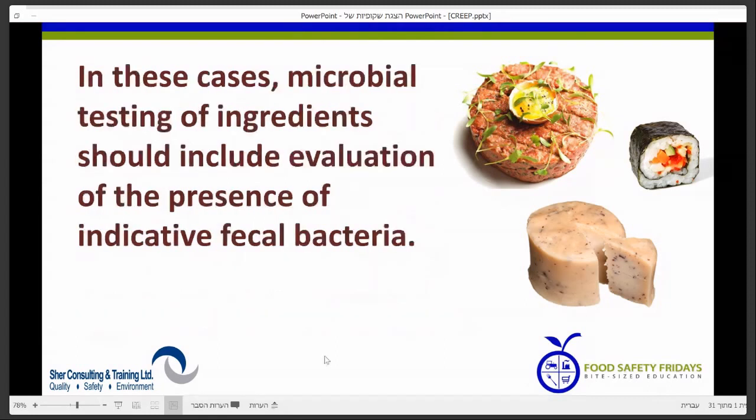In those cases, microbial testing of ingredients should include evaluation of the presence of indicative fecal bacteria, because if I'm going to be eating, consuming, or selling raw food, and it shows up negative for Listeria and/or Salmonella on microbial testing, that does not ease my mind unless I also know that there is a low level of indicator fecal bacteria. It could be Enterobacteriaceae or fecal coliforms, again, for the reasons I mentioned before. So if we're talking about raw food, it must be managed on the farm.